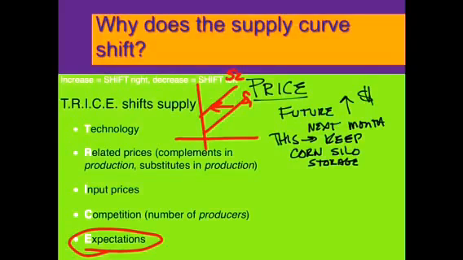So again, expectations about the future price of a product can cause producers to increase or, in fact, decrease current supply. So folks, that is TRICE: technology, related prices, complements in production or substitutes in production, input prices, competition, i.e. the number of producers, and expectations about current or future prices. In fact, all of these will shift the curve. It'll shift it to the right, which is an increase in supply, or shift it to the left, which is a decrease in supply.